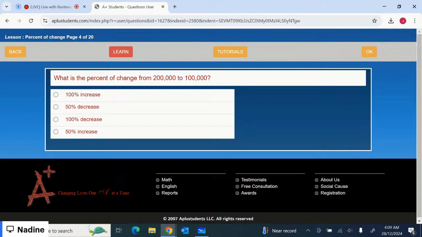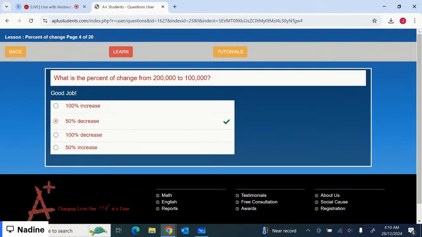What is the percent of change from 200,000 to 100,000? That is a decrease. How much decrease is it, which is the correct option? That is a 50% decrease. The value is decreasing by 50%.